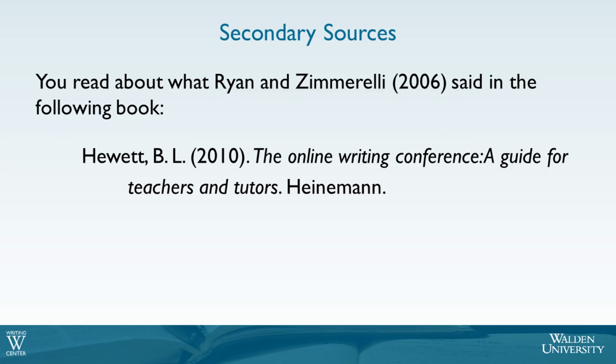The first thing to note about this situation is that, as you can probably guess, secondary sources are discouraged in academic writing. This is because in this scenario, you're trusting that Hewitt has accurately reported what Ryan and Zimmerelli said in their source. You haven't actually read Ryan and Zimmerelli, so you're taking a chance that you have what you need from what Hewitt said about them. Instead, in academic writing, we encourage you to find the original source, in this case, Ryan and Zimmerelli, to read what they said for yourself. That way, you can cite them firsthand.